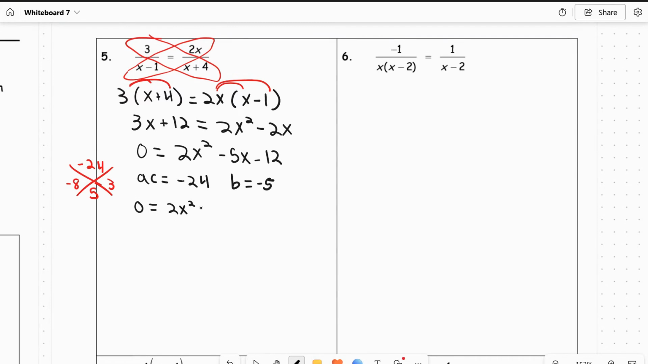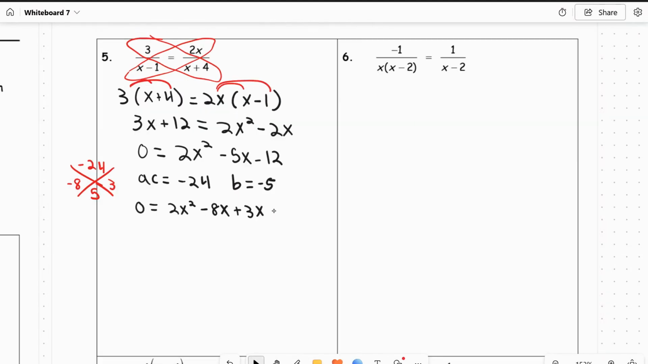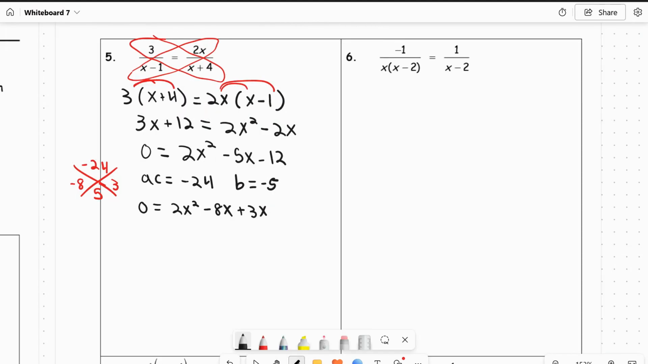2x squared minus 8x plus 3x minus 12. Now we'll go ahead, group my first two terms, group my last two terms.